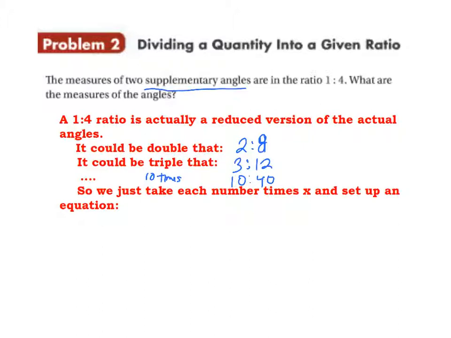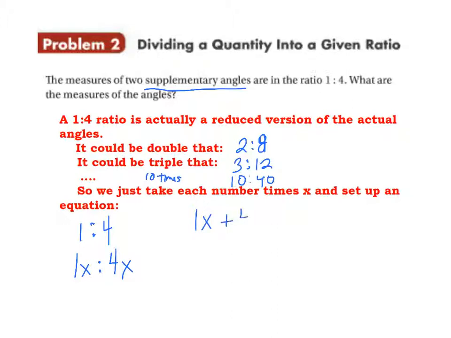Ultimately, what I'm going to do is take my 1 to 4 ratio and think of it as, okay, it was either doubled or tripled or times 10 or even more than that, but I had to take my 1 times something and my 4 times something to keep that ratio. But the other thing I know is those two angles are going to have to add up to 180. So that's what I set up, a little equation.